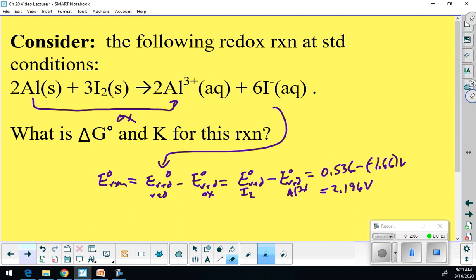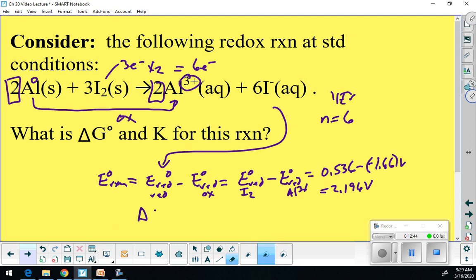How many electrons are transferred? Well, we could write out our half reactions, right? I could do that, but I'll show you a trick. Notice I have aluminum going from 0 to 3+. So how many electrons does it take to go from 0 to 3+? Well, that means it's giving up 3 electrons. And how many times is that being done? Twice. 3 times 2, so that means I have 6 electrons being transferred in this reaction. So that would mean my n is equal to 6.